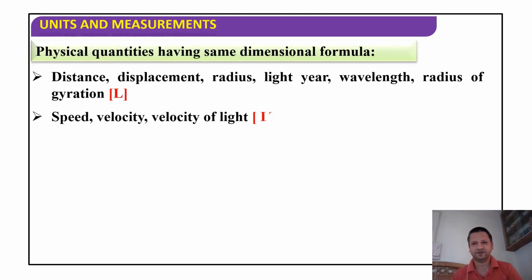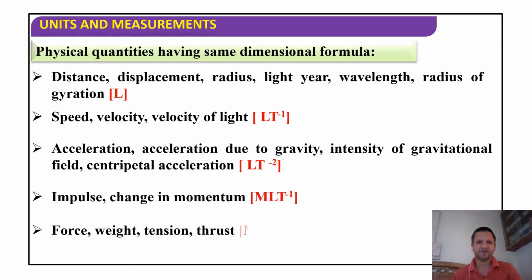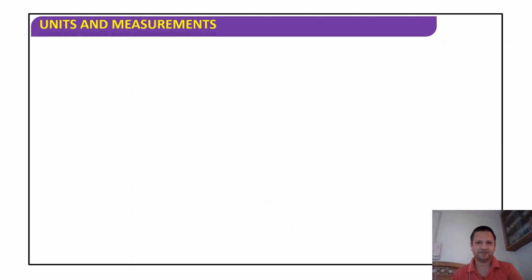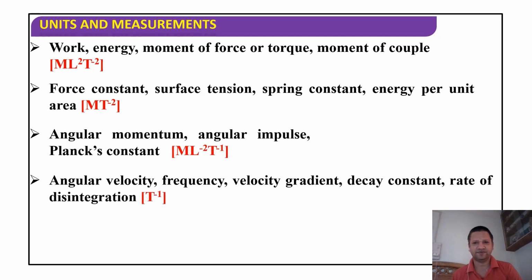So these are some of the important examples I am writing here. You can see the impulse and the change in momentum, force, weight, tension, thrust: MLT minus 2. Speed, velocity. So these terms have the same dimension. So this particular section is very important. This is an important term here.